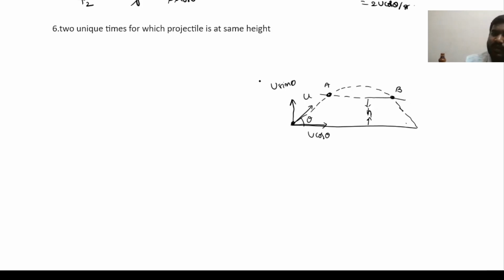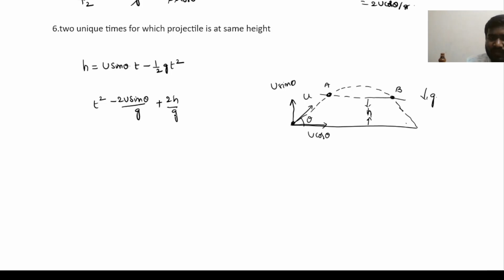Now the initial velocity along the y direction is u sin theta, and the acceleration due to gravity is acting downward. Therefore, since the height is above the horizontal, plus h equals u sin theta times t minus half g t square. Therefore, t square minus 2u sin theta divided by g times t plus 2h divided by g must equal 0. It is a quadratic equation in terms of t.